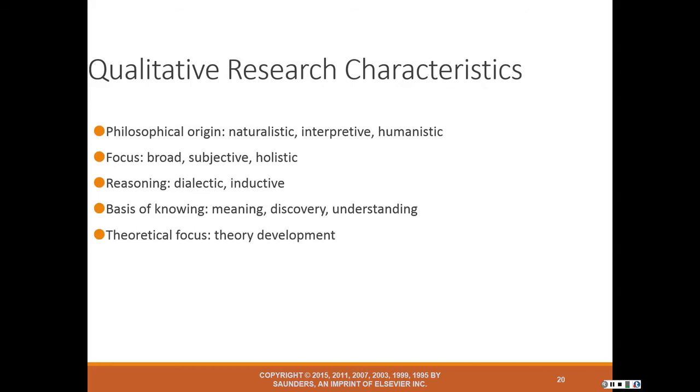Characteristics of qualitative research: the philosophical origin is what they call naturalistic, interpretive, humanistic. The focus is broad, subjective, holistic. Remember, it's from the patient's point of view. The reasoning is inductive. They go from what they find in the interviews up to theory, rather than from theory down to the specific phenomena. The basis of knowing is the meaning of illness to a particular set of patients. They're trying to discover what's going on in their lives and understanding, and develop a theory from that.